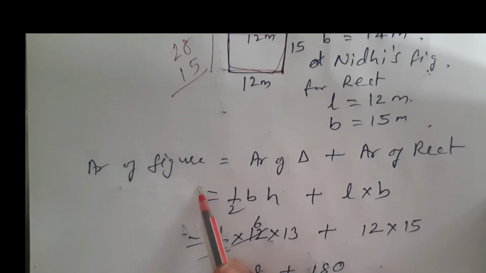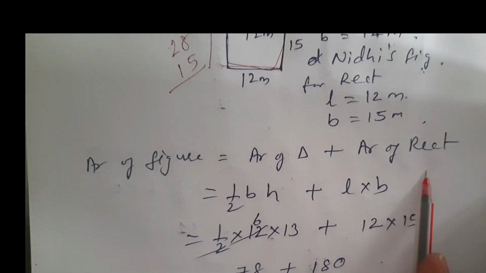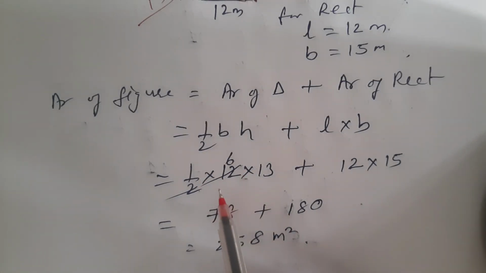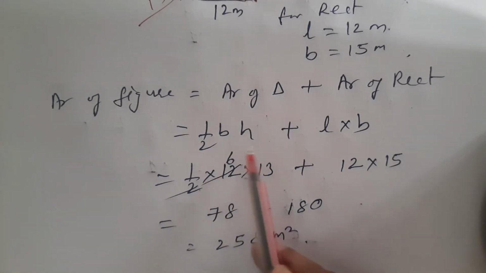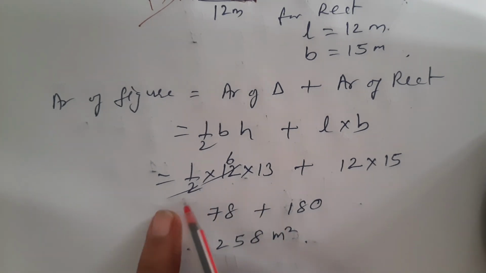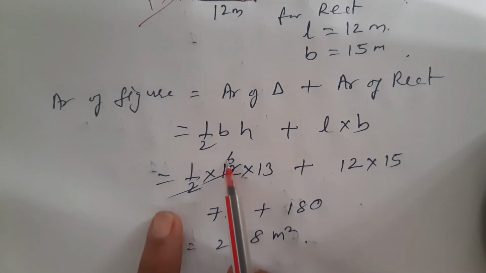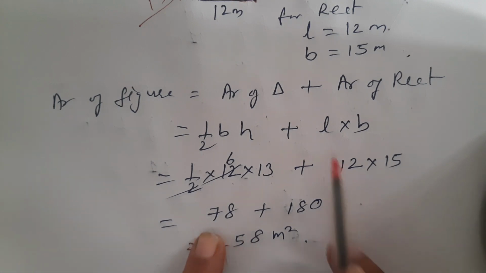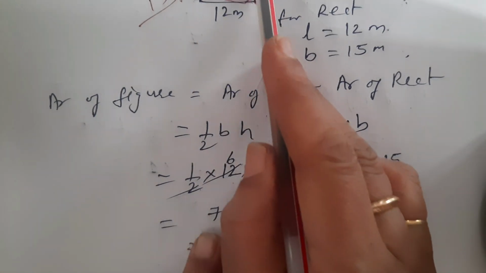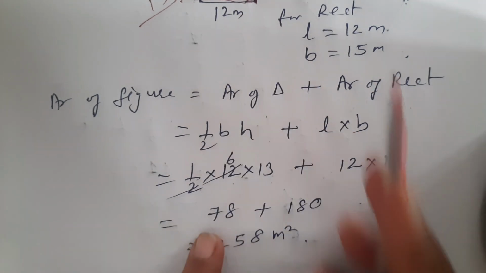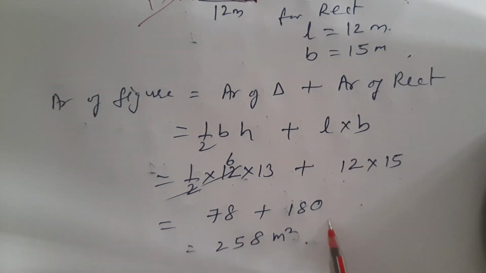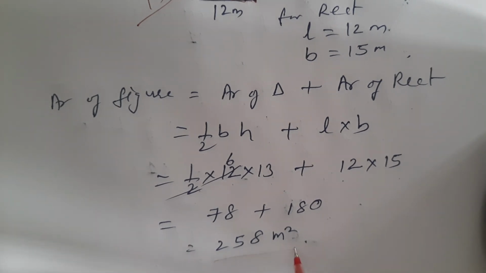Now to find out area of figure, that is area of triangle plus area of rectangle. Area of triangle is half into base into height. Half, base is given 12, height is given 13. Now cancel out both. Then 6 multiplied by 13 is 78. For the rectangle part, breadth is 12 and length is 15. So multiply 12 and 15, which we are getting as 180. Now added them, 258 meter square is area.